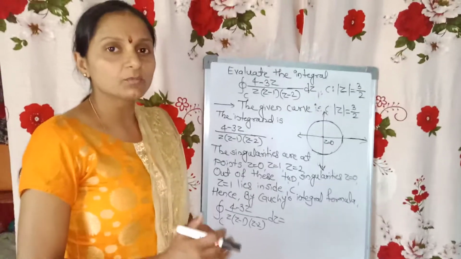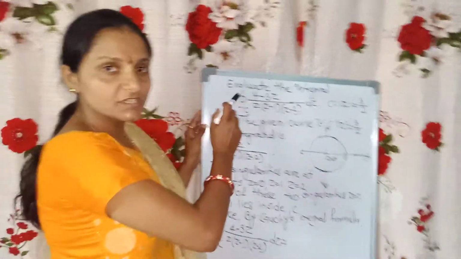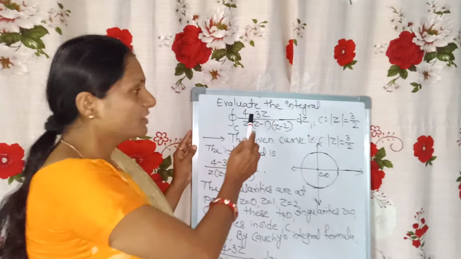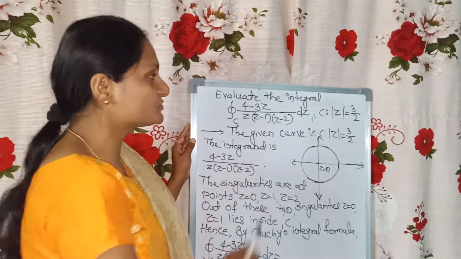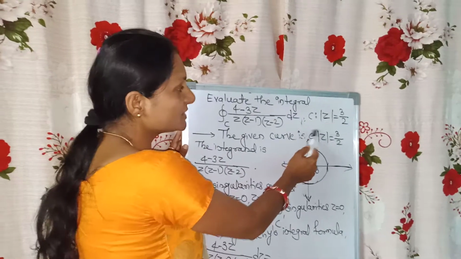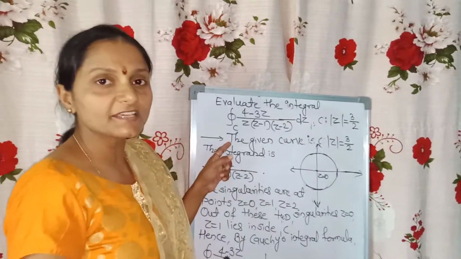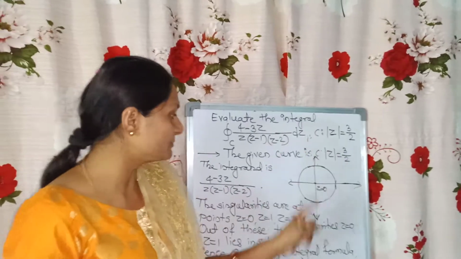Let us move on to one more example dealing with the Cauchy's integral formula. Observe the problem. Evaluate the integral over closed curve C of (4 minus 3z) divided by (z minus 1)(z minus 2) dz, where your curve C is mod z equal to 3 by 2. So observe, we'll start with the given curve. Given curve is C, which is mod z equal to 3 by 2.